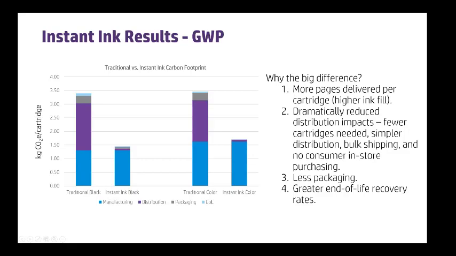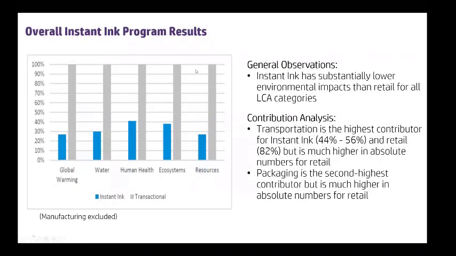Not only that, as I mentioned, it's that way across the board. In every single category, the reductions were sometimes as much as 80%, depending on the type of category, the type of cartridge and so forth. So the main observation is that it had lower environmental impacts across the board. And transportation, as I mentioned, was the biggest contributor. So by doing bulk delivery and reducing that transportation, it had the biggest effect. Packaging also had a strong effect, but not quite as high.